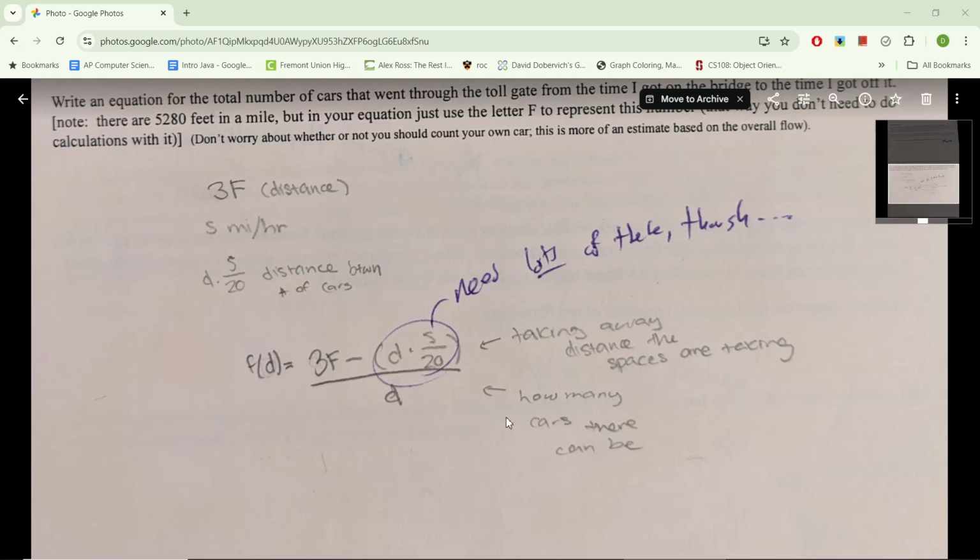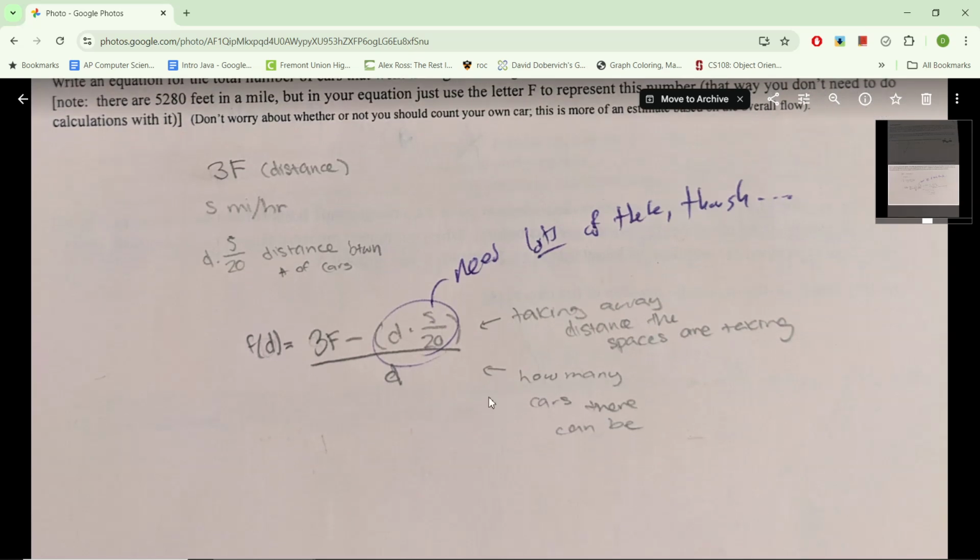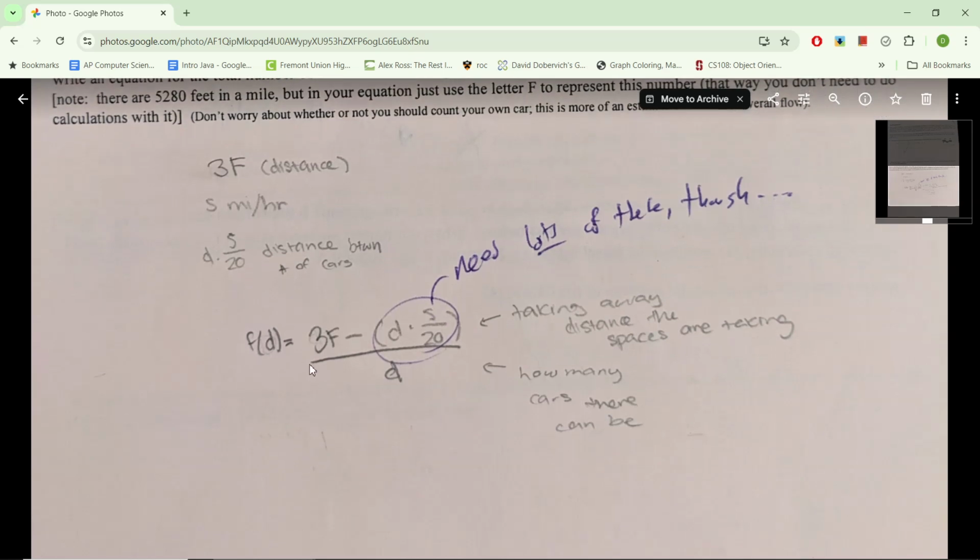Okay, so here's the student answer. Now this is my comment. They've got 3F, which remember is the full distance across the bridge. And now they're subtracting this. This was the expression for M, which was the space in front of a car. And they've even said taking away the spaces between cars, the distance the spaces are taking. And this is a great idea right here. Yeah, let's remove the distance all the spaces are taking.